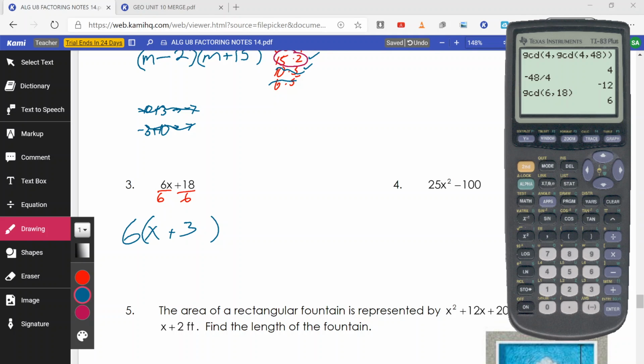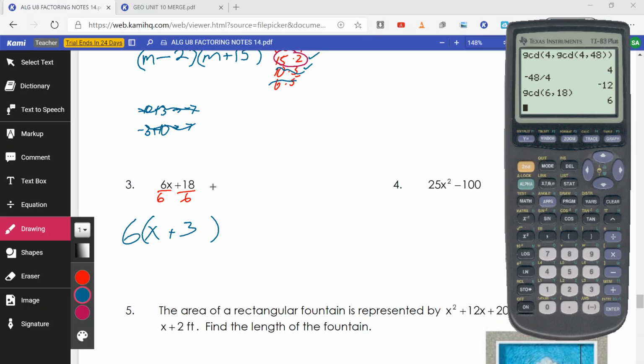So once we divide off a common factor, we look to see if what's inside parentheses is anything from a difference of 2 perfect squares, grouping, or trinomial. There's only 2 terms we're adding, so we are all set in this problem. 6 times x plus 3.